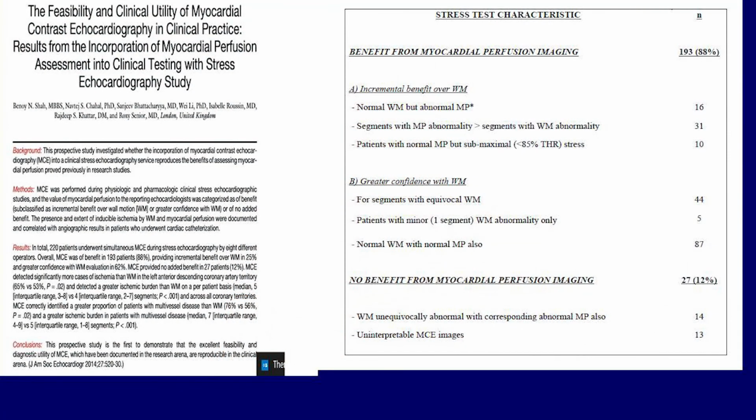This patient has Takotsubo. So this is our experience of using stress echo with myocardial contrast echo within 45 minutes. Everything is done, and you can see that myocardial perfusion imaging actually helped us 88% of the time, not by showing early abnormality, but it helped us to decide with greater confidence whether the wall motion is truly abnormal or not. So that's where it really scores.